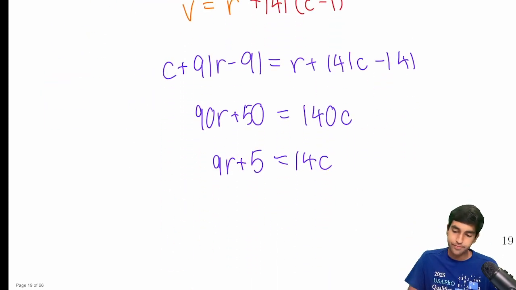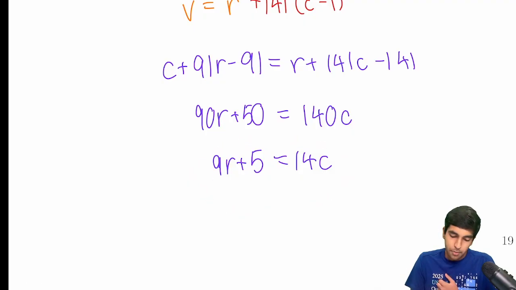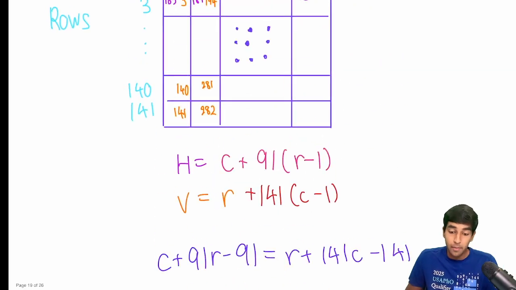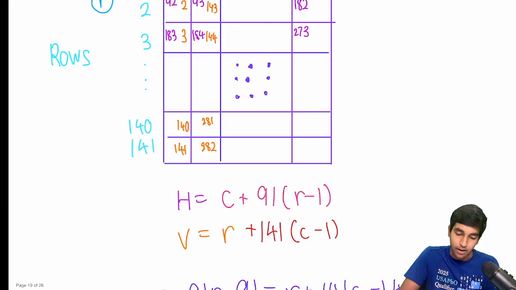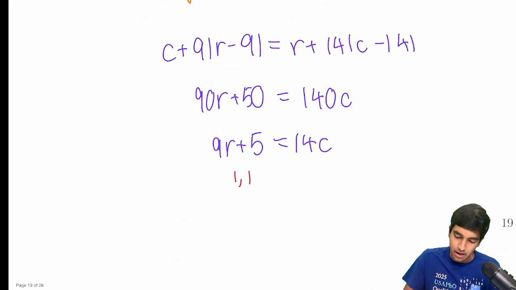actually works. So now, how do you actually approach this? 9R plus 5 equals 14C. You might notice that when it's 1, 1, it immediately works, right? That's something you might notice right off the bat. And that makes sense. We both start at 1 in this square. That's a nice thing that we saw immediately. How do we know what values of C will produce this? Well, here's a really neat trick.